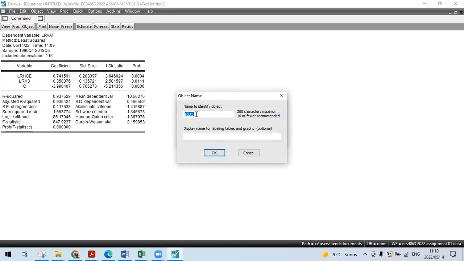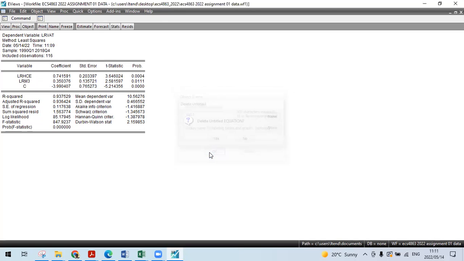You can write a name. Some other guys can just say long run equation or whatever, but let's not waste time. Leave it like that. It was EQ01, right? I think so. Yeah, it was equation 01. Just leave it like that. Don't name it. You know that your equation 1 is your long run equation. Then you click on OK.